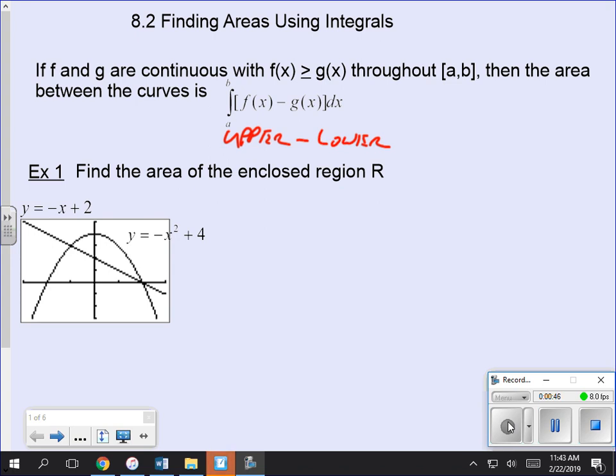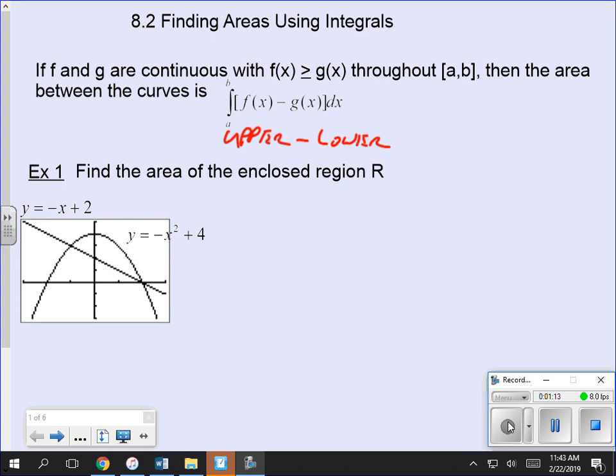It makes no difference whether things are above the x-axis, below the x-axis. It does not matter. It matters the relationship between the two curves themselves. So if one's above and one's below, it doesn't matter. If they're both below, it doesn't matter. If they're both above, it doesn't matter. It's which one's higher, which one's lower. Literally. Which one has greater value at a particular point.